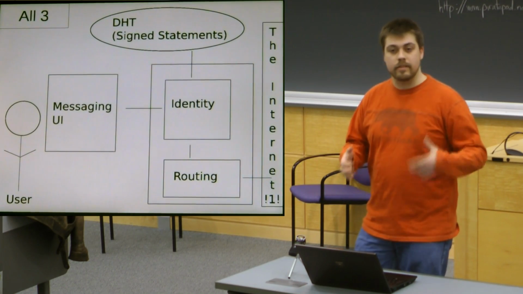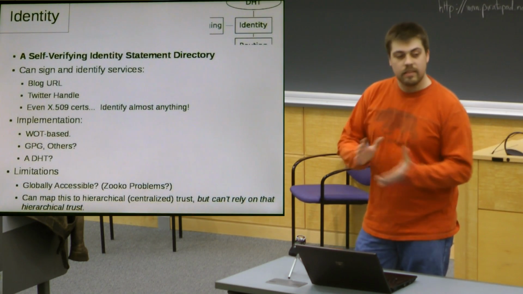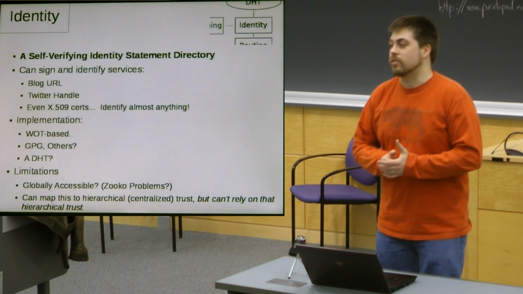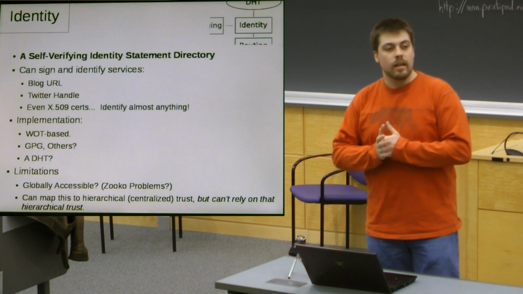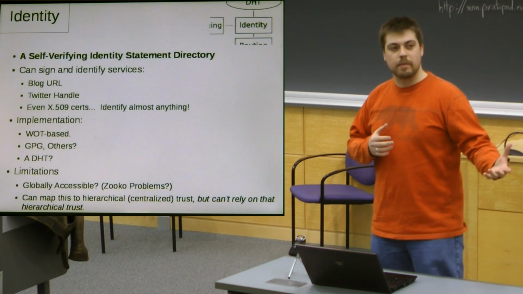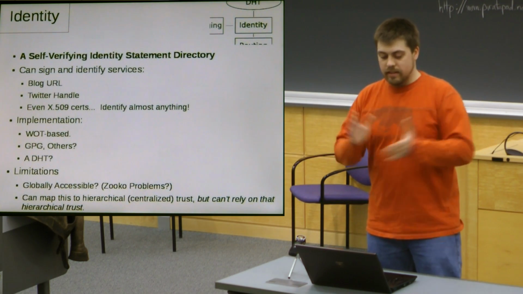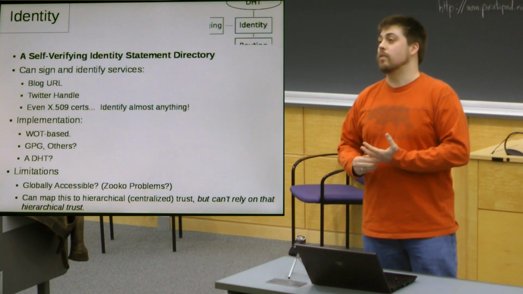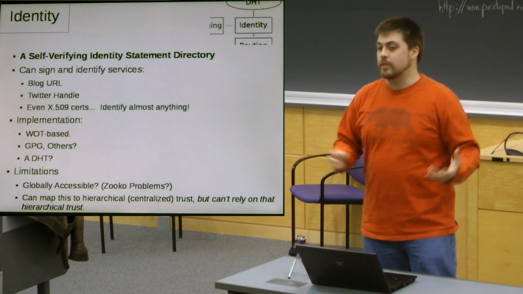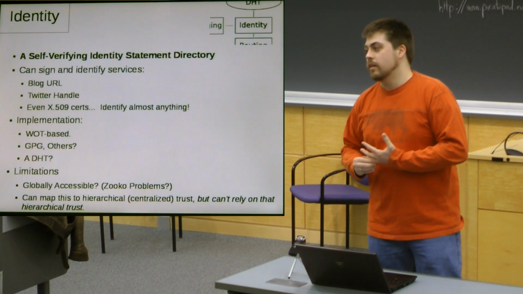As far as the identity service goes, on the next slide, the goal is to be a self-verifying identity directory. I, for example, could publish a statement that says, hey, this is my blog, hey, this is my Twitter address, hey, this is my homepage, and I can sign that statement with a GPG key. It's basically the verifiable signature of the internet.